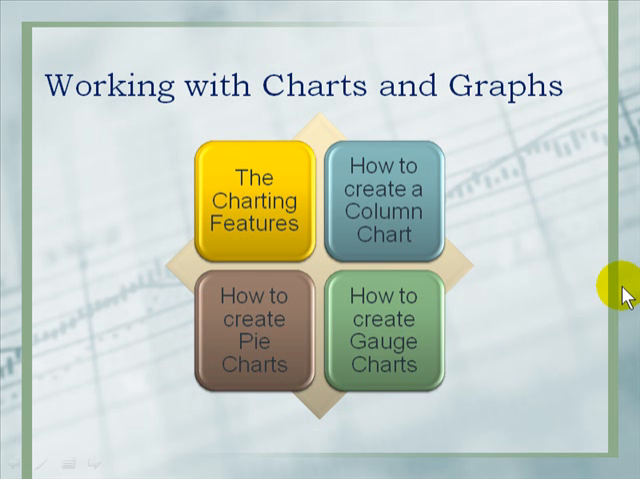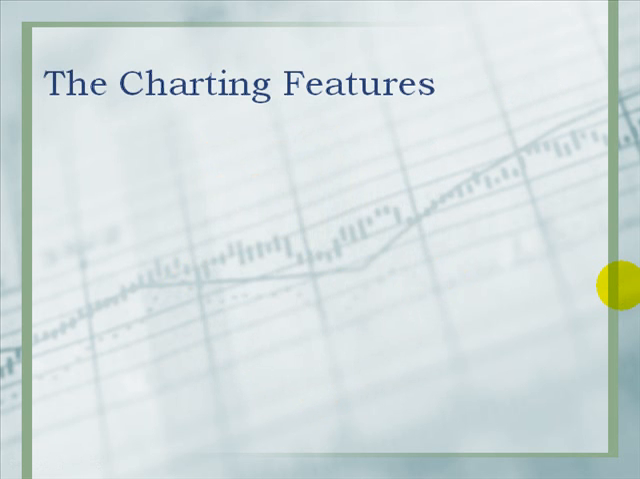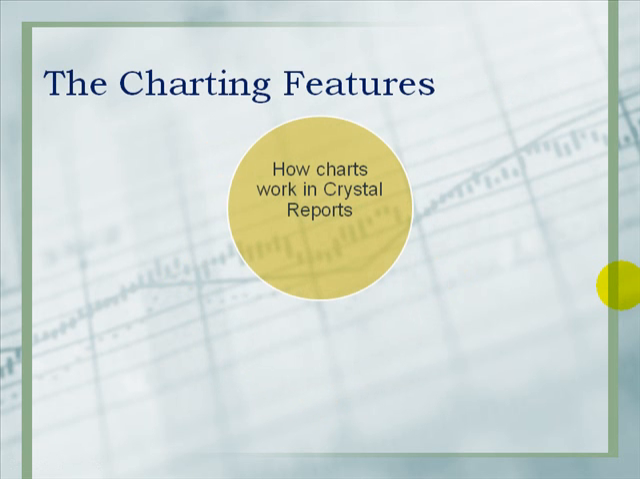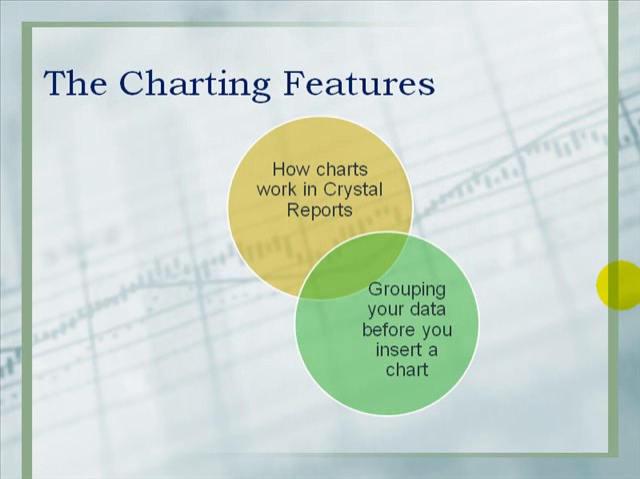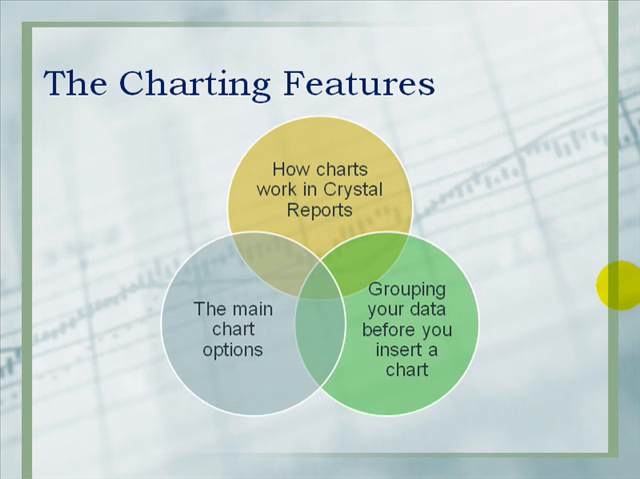In this lesson, you've been learning the different charting features that you can use, how charts work in Crystal Reports, how you group your data before you insert your chart, and then the chart will show the group totals. The main chart options, things like titles and legends and showing the data, are accessible to you through one of 3 different places, whether that be the chart wizard, the chart options, or the chart layout, depending upon the nature of the change you wish to make.